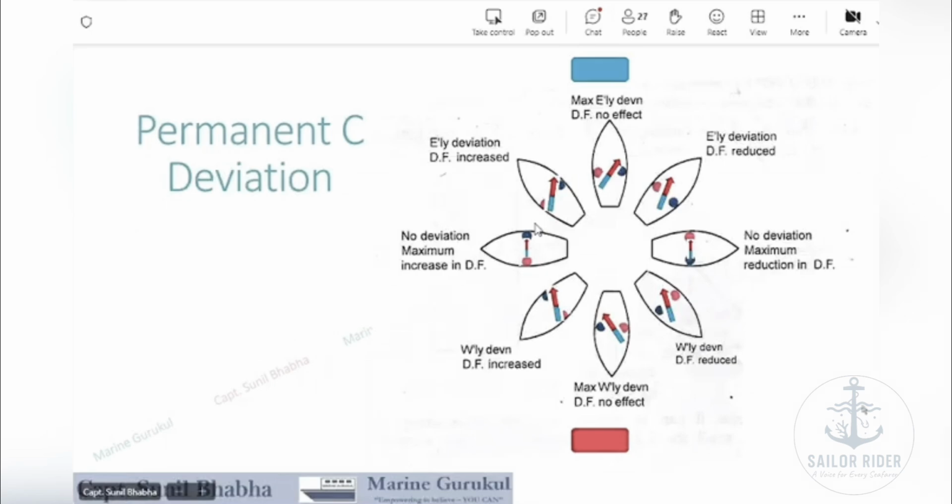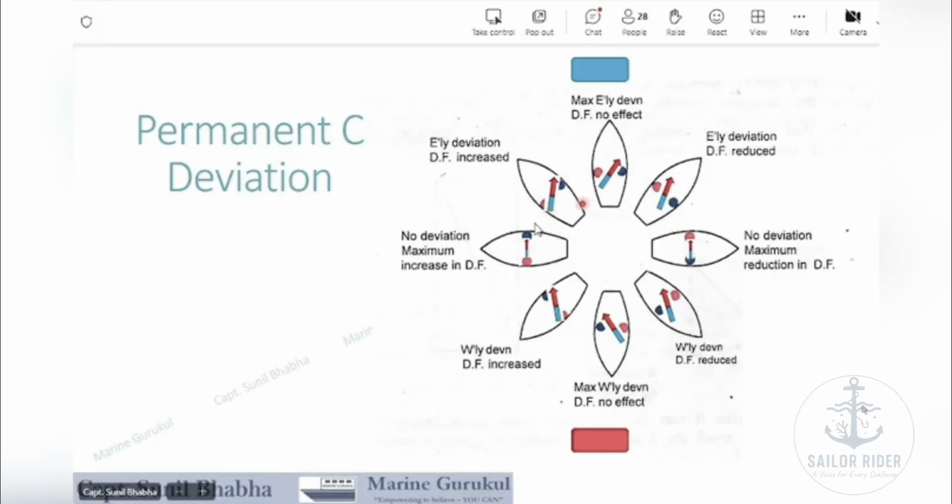Let's now try to understand the deviation diagram for coefficient permanent C. We are considering a ship which is built on an easterly heading. Just now we saw that a ship which is built on an easterly heading has a blue pole on the starboard side and a red pole on the port side. As you can see in this diagram, in all the diagrams, on the starboard side there is a blue pole, and we have a red pole on the port side.